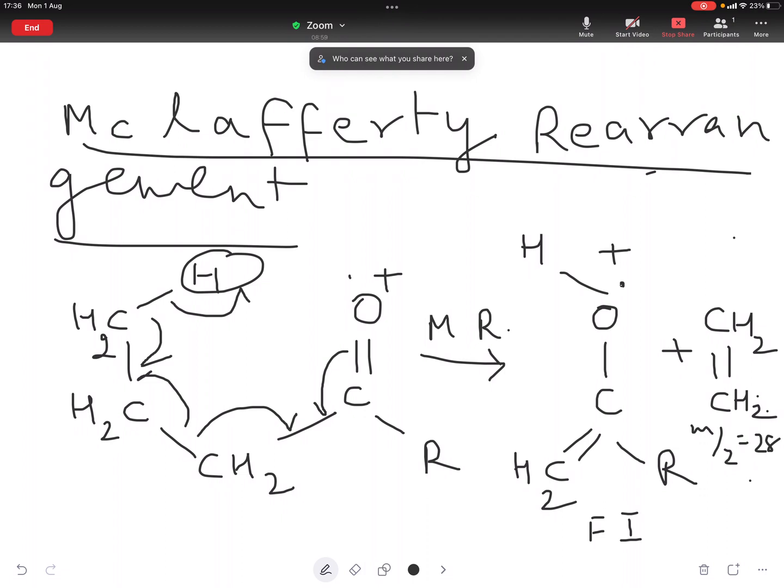Now this is the functional group carbonyl, this is the alpha carbon, this is the beta carbon and this is the gamma carbon, and the hydrogen attached to this gamma carbon is called gamma hydrogen.